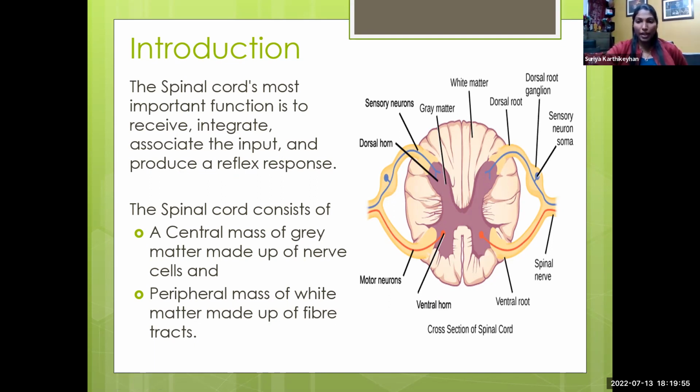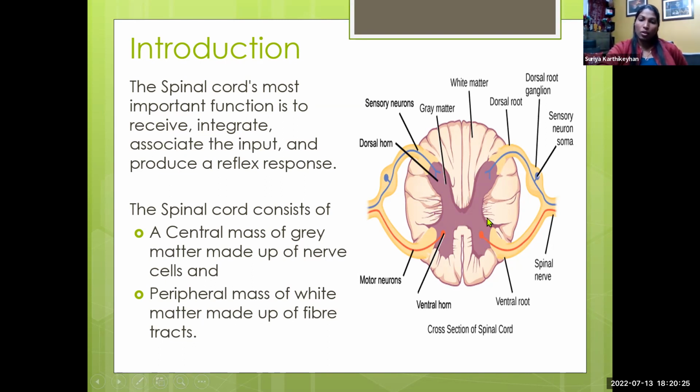This is mediated locally at the spinal cord level, and then through the tracts, it can be relayed to the cortex also. Some sensory information is relayed through fibers or tracts to the cerebral cortex. From the cerebral cortex, we again get the motor outputs, which travel through the descending tracts. So the important function is receiving, integrating, and associating the input, and also producing the reflex response. This is mainly about the spinal cord.